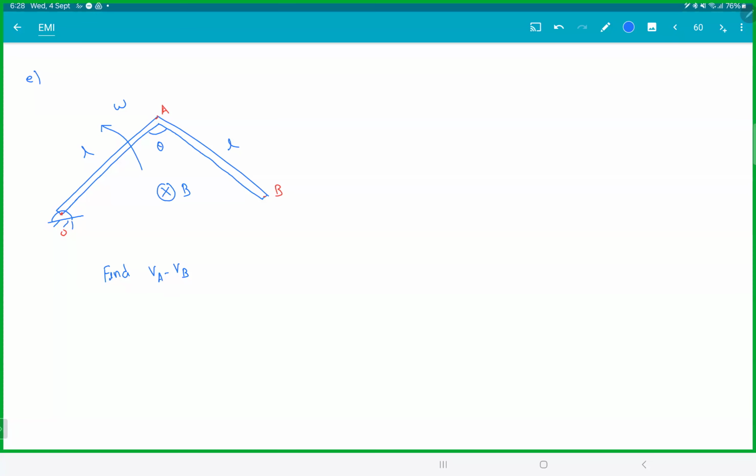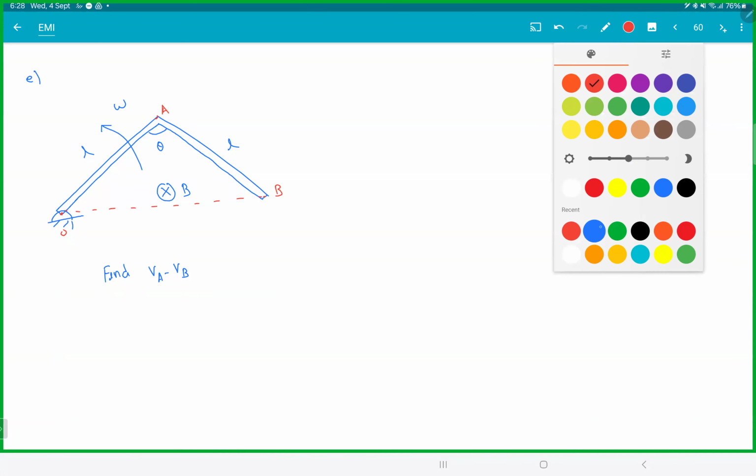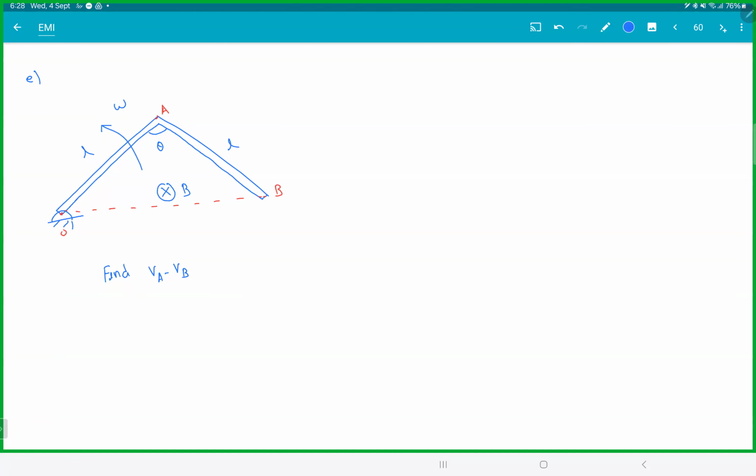Again, the same idea which you have taken. If I complete the loop, you cannot find for AB directly. So EMF in the loop is 0. Why? Flux is constant. If you complete that loop, O, A, B, O, that is 0.